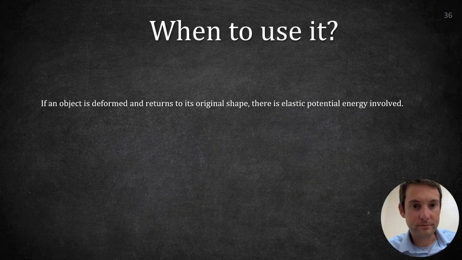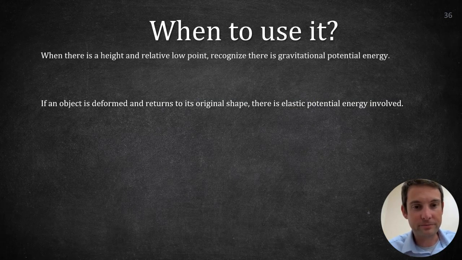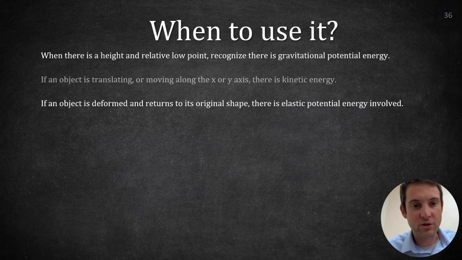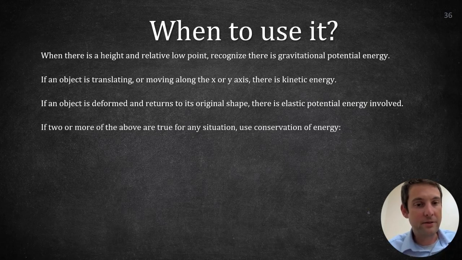So when do we use this? If an object is deformed and it returns to its original shape, then there is elastic potential energy involved. When there's height and a relatively low point, recognize that there is gravitational potential energy. If an object is moving or translating in the x or y axis, then there's kinetic energy. If any two of the above are true, we're going to use our conservation of energy.